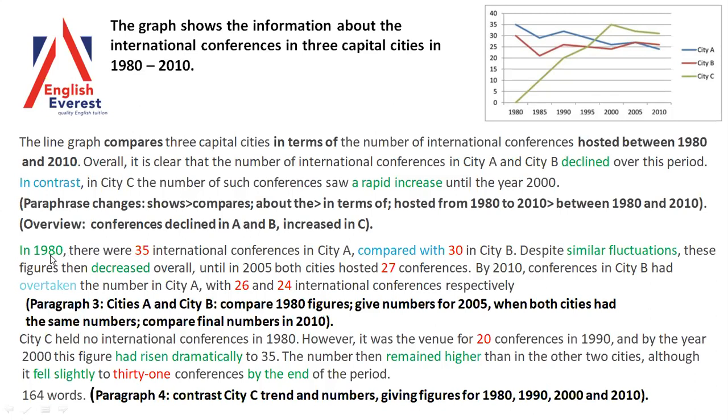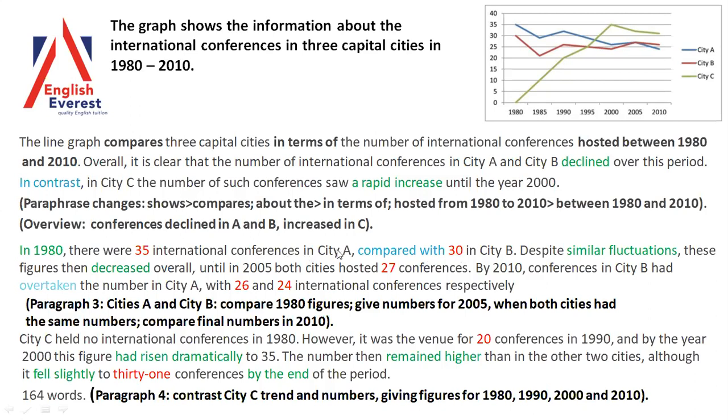So in the green, we've got the rise and fall. In red, we have the figures. And in blue, we have the language of comparison. So in 1980, there were 35 international conferences in City A. So this is where we begin. Remember, when we begin, we have to have a starting point. So we include that in our up and down figures, or motion, sorry.